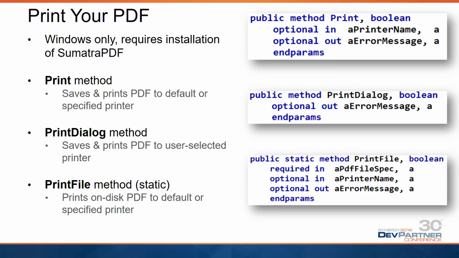So the print method prints the PDF to a printer. By default, it prints to your default printer, or you can specify the name of a Windows printer, and it will direct the output to that printer. You can also call the print dialog method, which will display Sumatra's printer selection dialog and allow the user to pick which printer to send the PDF to. And the print file method is a static method that you can use to print not the document you're working on right now, but another PDF that's already on disk. So you can just pass it a file spec of a PDF and it will just print it. And again, you can optionally specify which printer name you want to print it to.